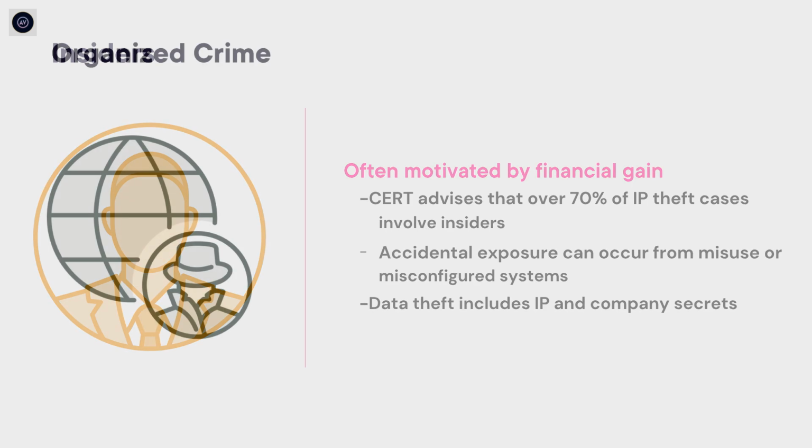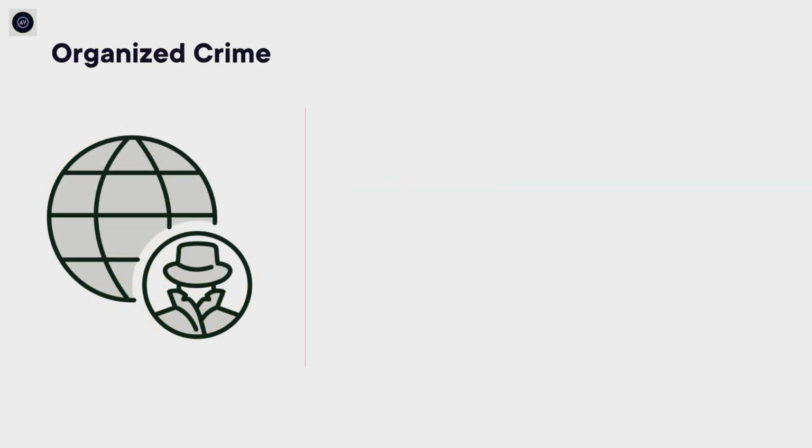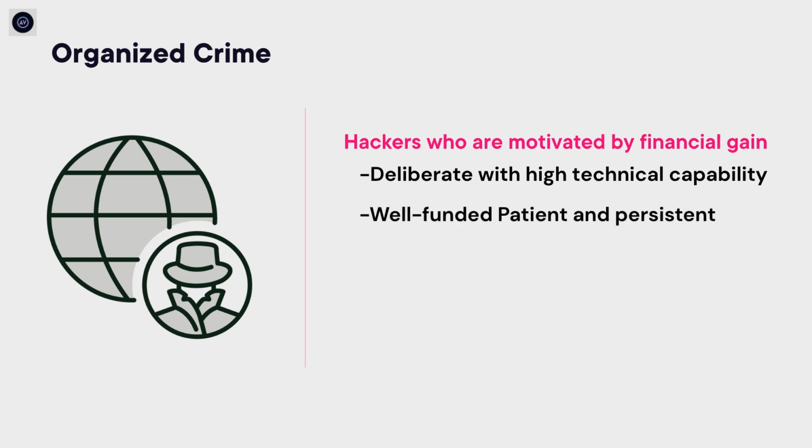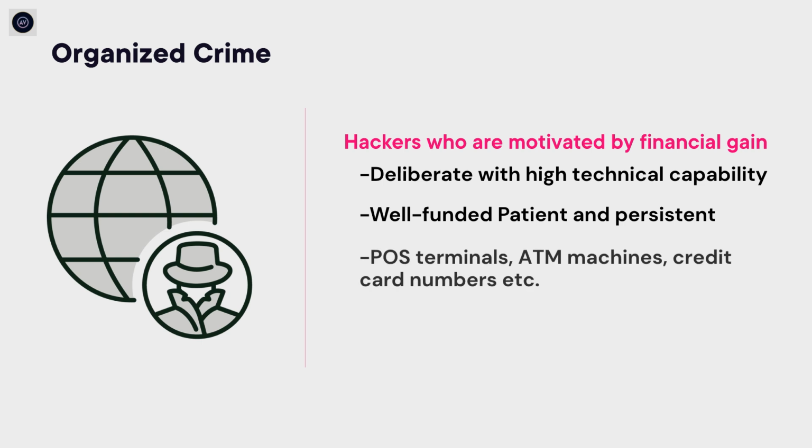Next, we have organized crime groups, and just like the name suggests, these are well-structured professional operations. These hackers are usually driven by one thing: money. They're highly skilled, well-funded, and extremely deliberate in how they operate. They're patient, persistent, and know exactly what they're looking for. Their typical targets are things like point-of-sale systems, ATMs, credit card numbers, and other forms of financial data.